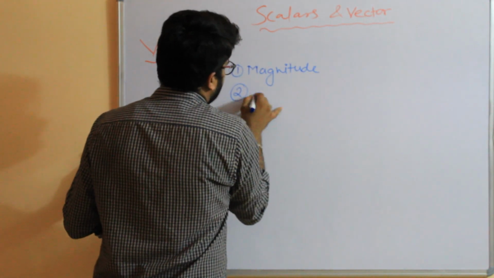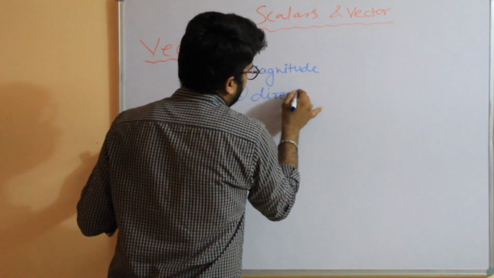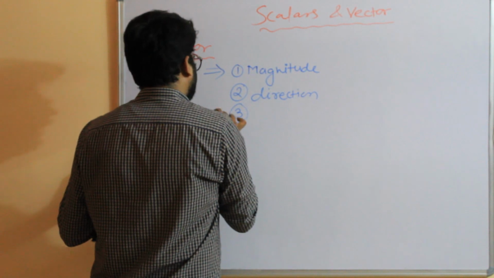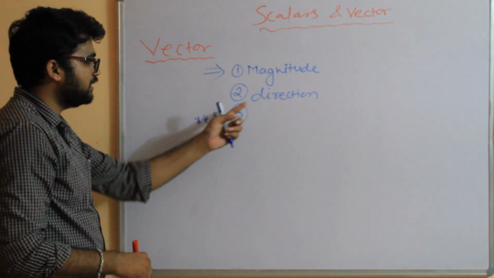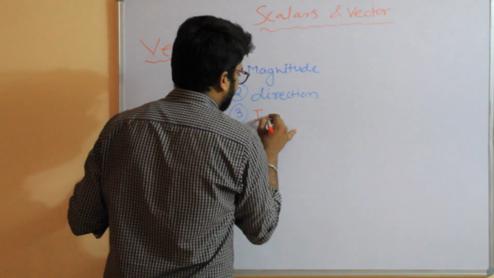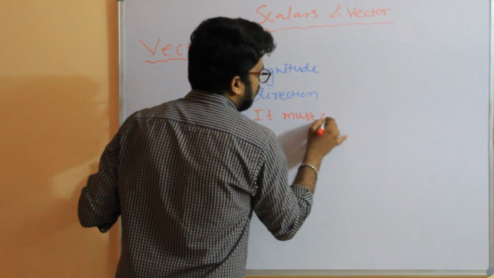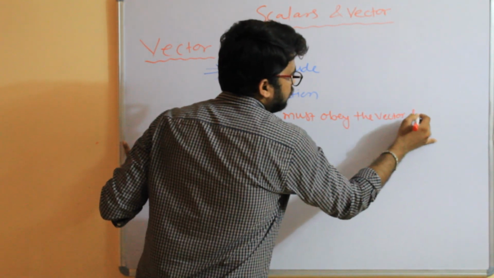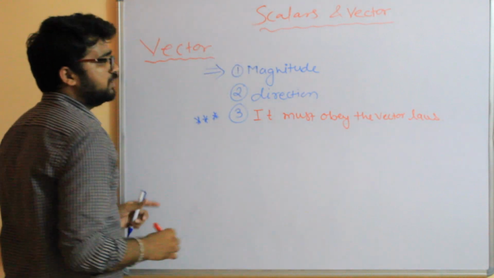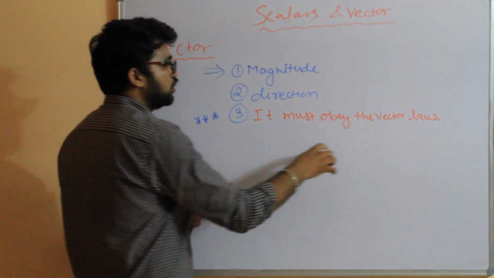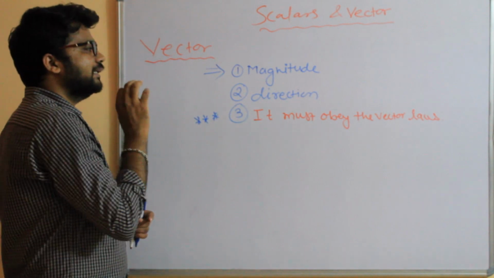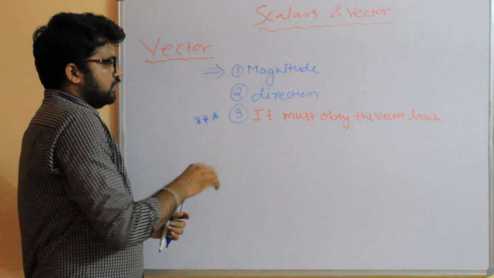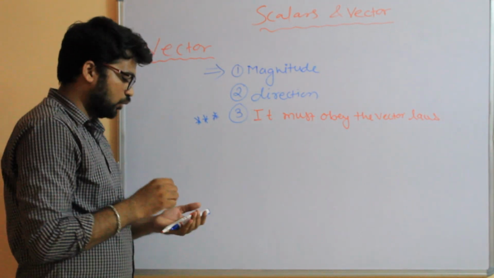number 2, direction, and number 3, this is a very important point, right? This third point is the very important point, and that point is it must obey the vector laws, right? So this is a very important point. It must obey vector laws. If this law is not obeyed by any quantity, then that quantity is not a vector quantity, right? So this must obey the vector laws.